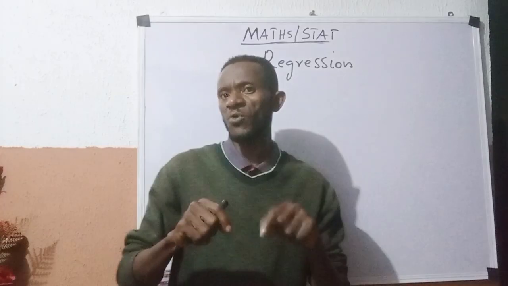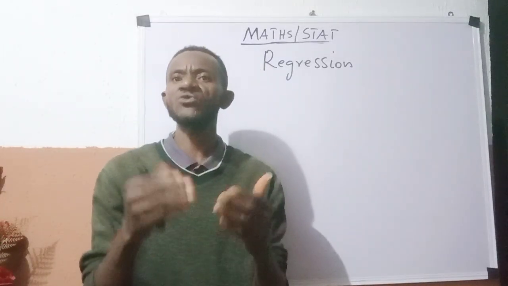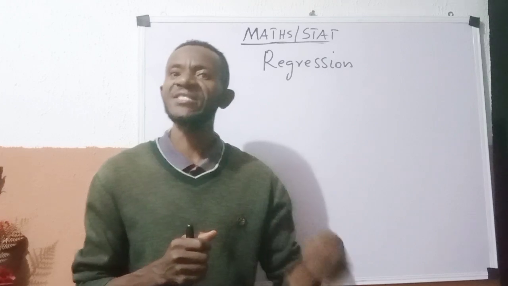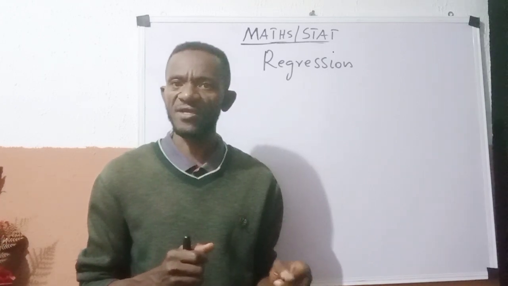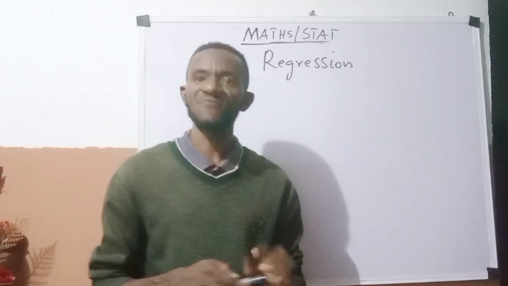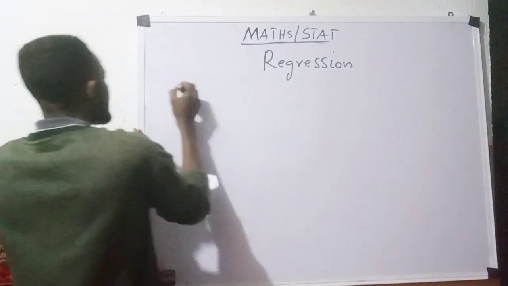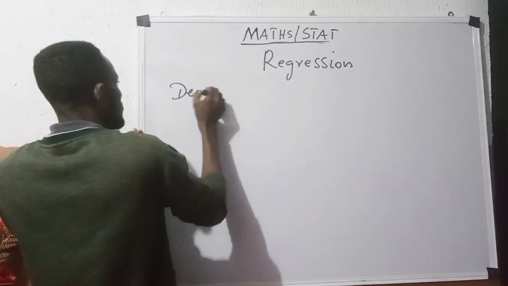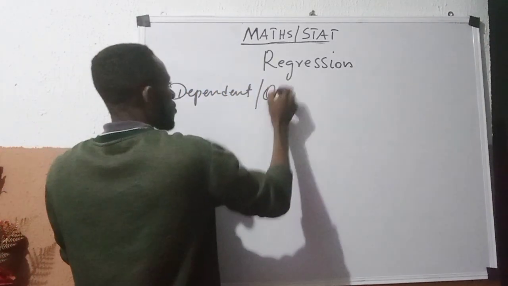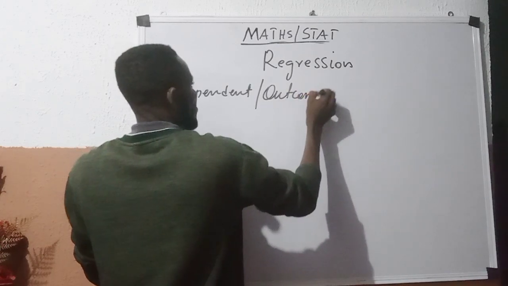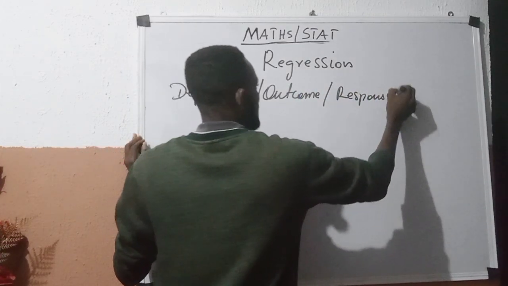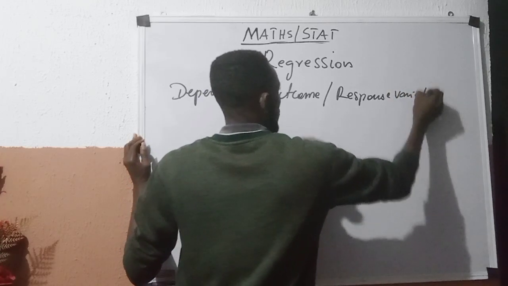And then the variable whose values you want to predict or forecast is called the dependent variable, or the response variable, or the outcome variable. You call it the dependent, or you call it the outcome, or you call it the response variable.